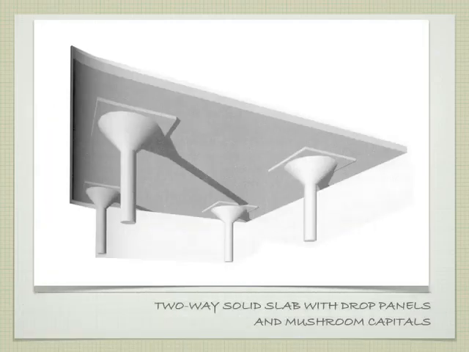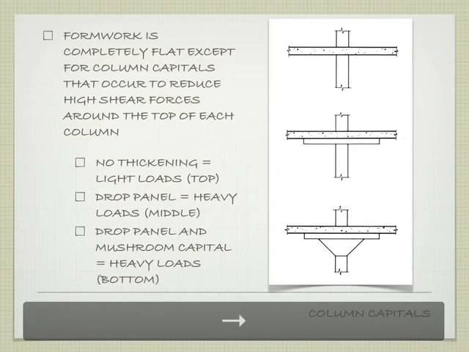So we have our support points, and the slab is spanning between support points this way and between support points that way. Two-way slab, 2 directions. Always a square bay. In this particular example, it has mushroom capitals, which are just widening the top of the columns to help distribute the load.